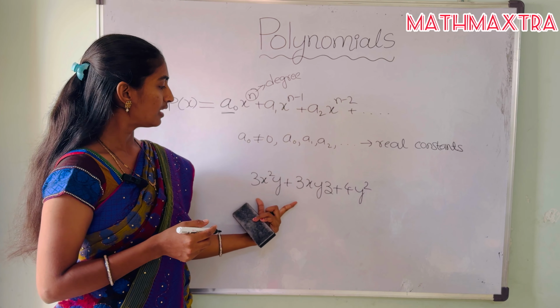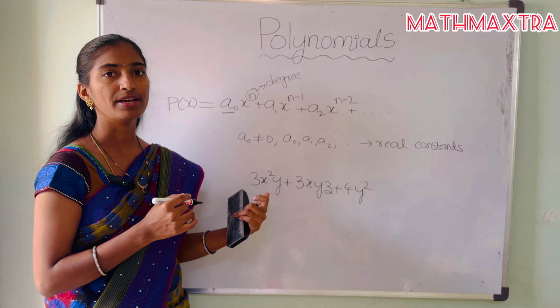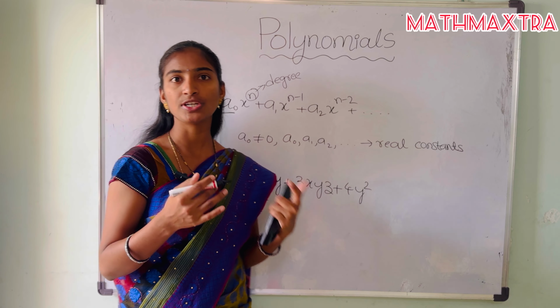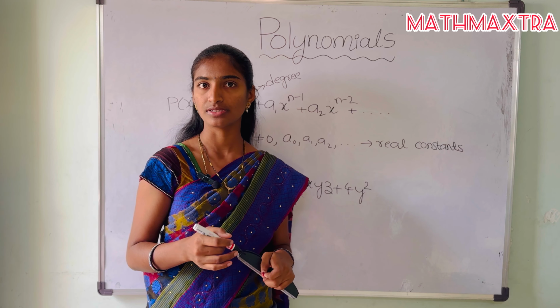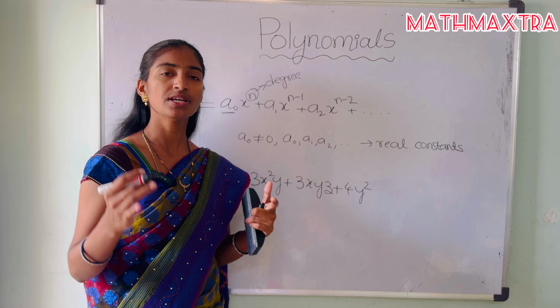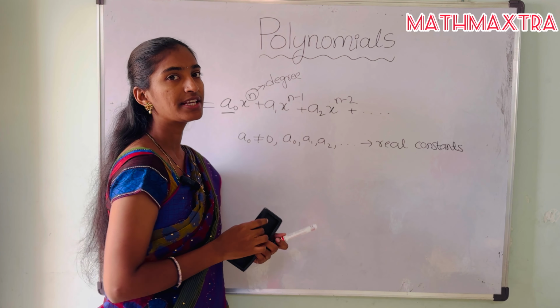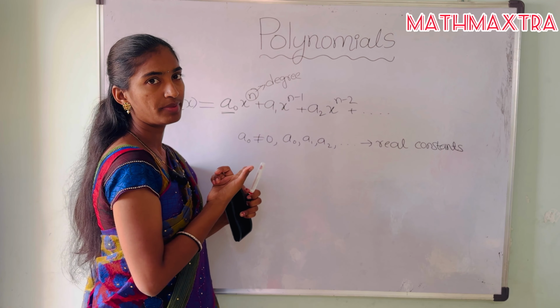This means a polynomial is also a subcase of an algebraic expression. All polynomials are algebraic expressions. But when you converse the statement, all algebraic expressions need not be polynomials, because some algebraic expressions may be in different variables. So all polynomials are algebraic expressions, but all algebraic expressions need not be polynomials.